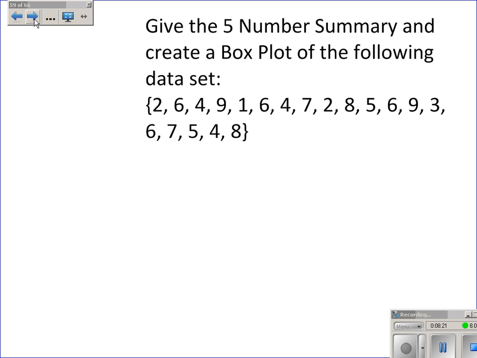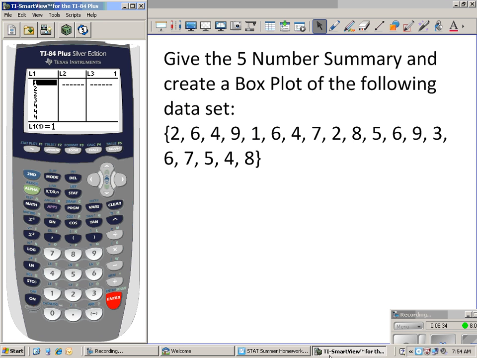Okay, so this data set is not in order. So we'll first put it in order, then find our 5-number summary by hand. Let me just clear this data real quick. One thing I'll point out is that you'll never delete a list. If you highlight the list and hit delete, that list will actually be deleted completely. So I want to hit clear instead. You always clear lists, you don't delete them.